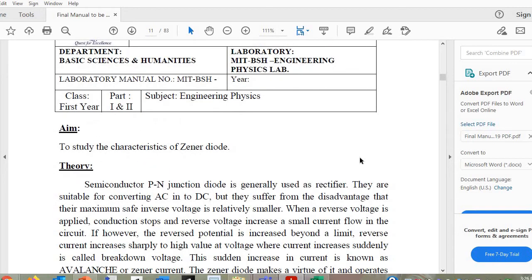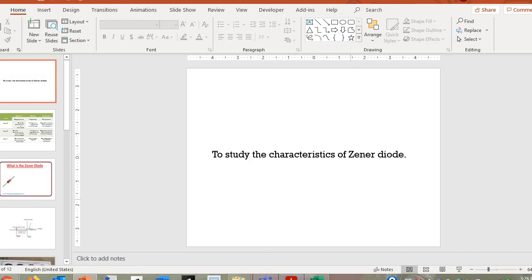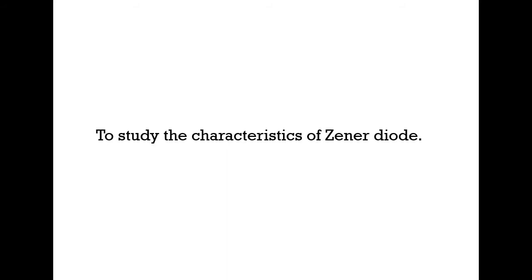Okay, so we will see the first practical that is related to the Zener diode. For this, I'll go to the presentation. Okay, so with respect to any practical, there will be certain steps. Like first, we need to know what the aim is, why we are performing that practical. So for the first practical, the aim is to study the characteristics of Zener diode.